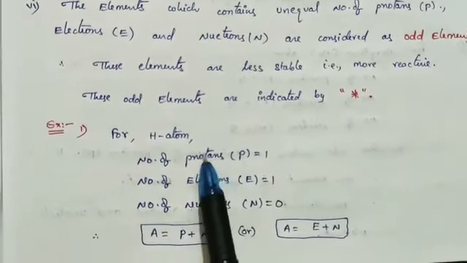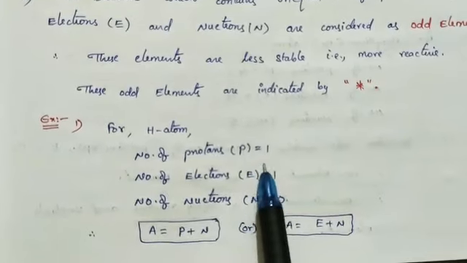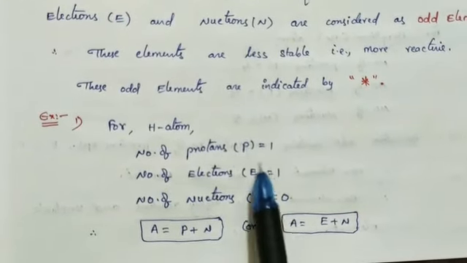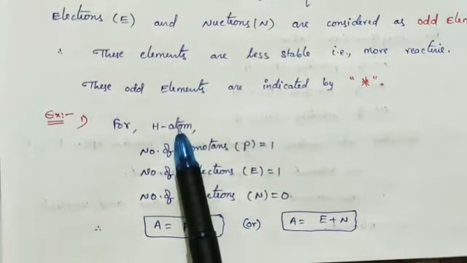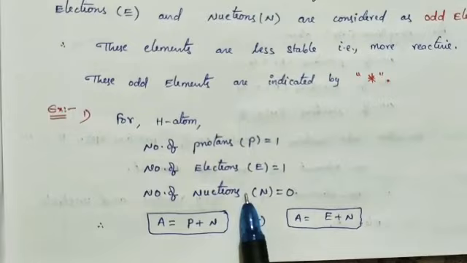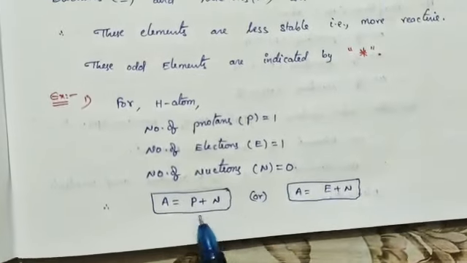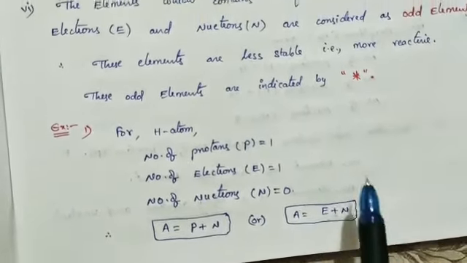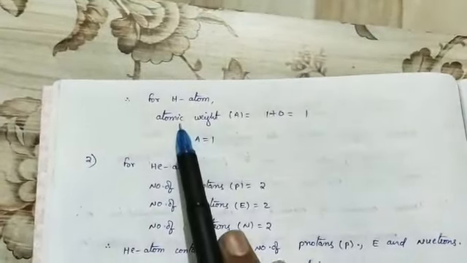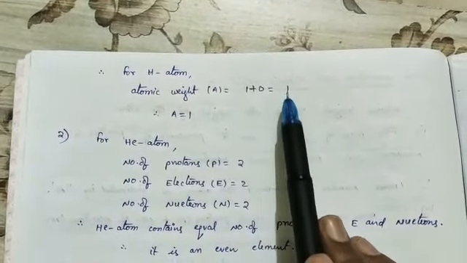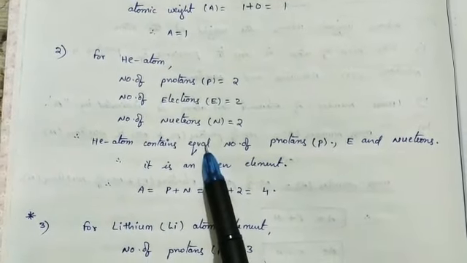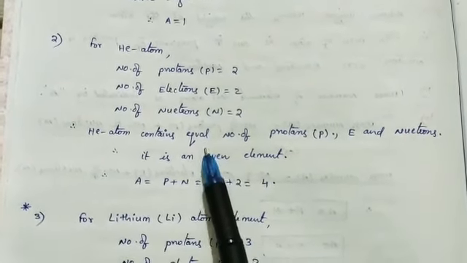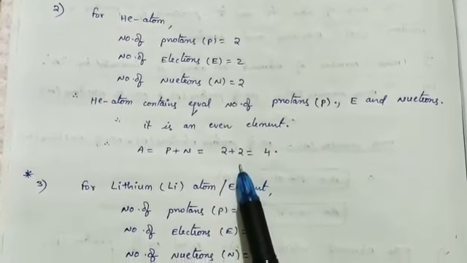Now let us see one example. For a hydrogen atom, we know the protons are 1 and the electrons are 1, since it is the first element. But commonly in the periodic table, the hydrogen atom does not contain any neutrons. So we can say A equals P plus N, A equals E plus N. By substituting these values for a hydrogen atom, the atomic weight A equals 1. Now for helium, the numbers of protons, electrons and neutrons are the same, that means it is an even element. So the atomic weight is 4.